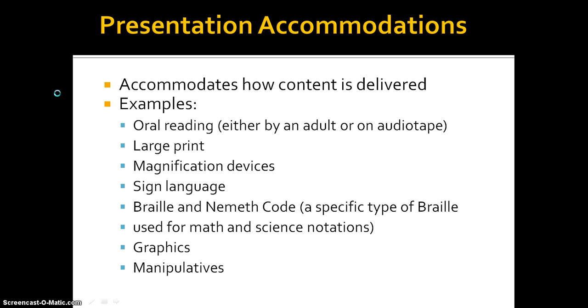The first type of accommodation is a presentation accommodation. So this accommodates how content is delivered. This could be a teacher standing up and giving a lecture. This could be a student reading a handout or reading a website. This could be watching a movie. So all of these are how the student is receiving their information.